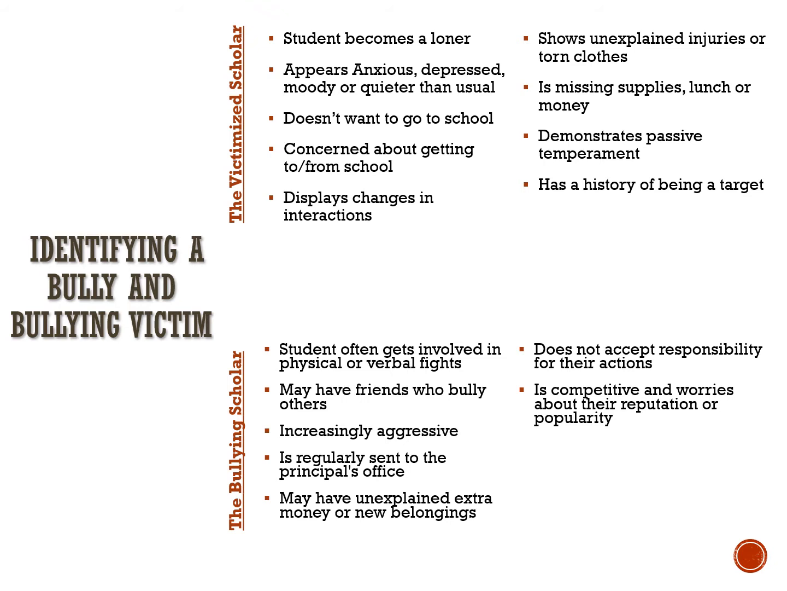Bullies, on the other hand, often get involved in physical or verbal fights. They may have other friends who bully others. Oftentimes, there's patterns of increasing aggression. This might be a kid who is regularly sent to the principal's office for violating the code of conduct. They may show up in your class with unexplained extra money or brand new belongings with no explanation of how they got those things. Many times bullies do not want to accept responsibility for their actions, and they can be competitive and focused on popularity and reputation.